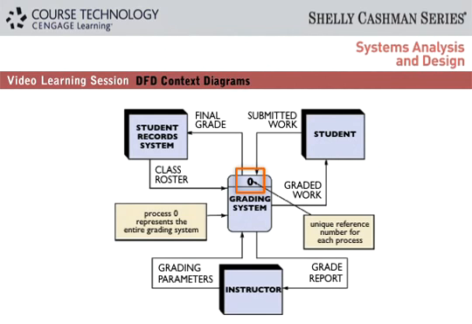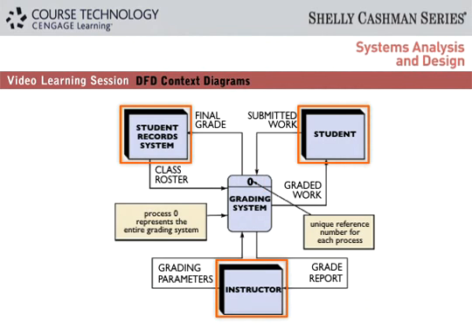A process symbol is at the center of the diagram. Every process gets an ID number. This is called process 0 because it represents the entire grading system. Next are the entities that interact with the grading system. They are student, instructor, and the student records system. Notice that input and output data flows connect each entity to the grading system process.